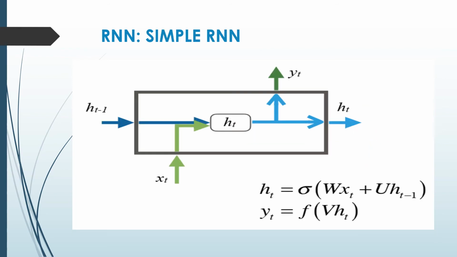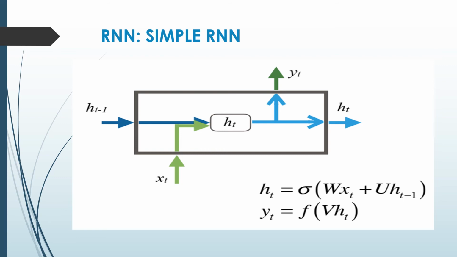The time recurrence is introduced by a relation for hidden layer activities, that is ht, with its past hidden layer activity, that is ht minus 1. This dependence is non-linear because of using a logistic function. As you can see on the slide, ht is equal to the logistic function sigma of W xt plus U h(t minus 1). So this is how ht is calculated, and the output is calculated by the function of V ht.